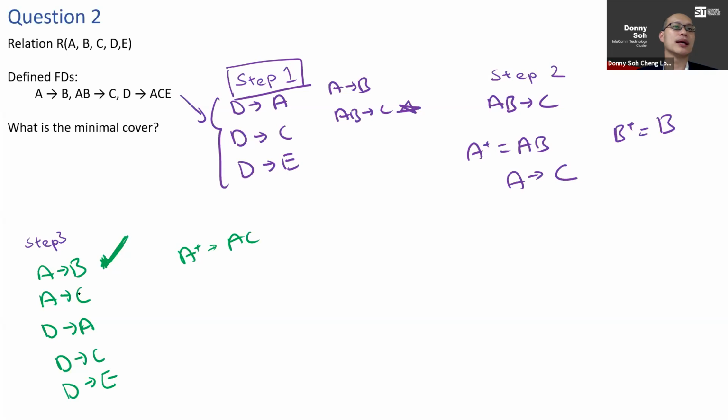And now I'm going to look at this, and A closure is equal to A and B, and that's all. So this is also required.